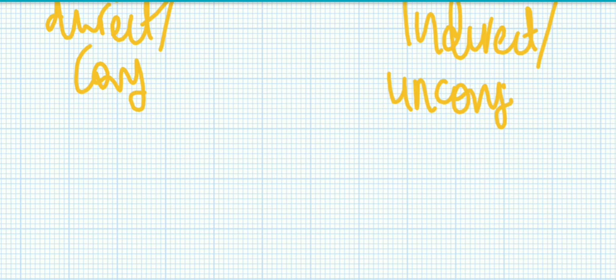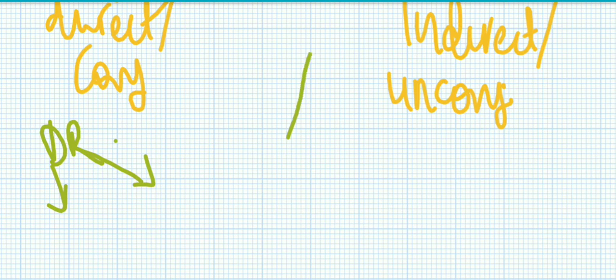The mnemonic, I hope you remember: doctors are conjugated. So it's like doctors are conjugated, D for Dubin-Johnson syndrome and R for Rotor syndrome. So there are some important points to remember.